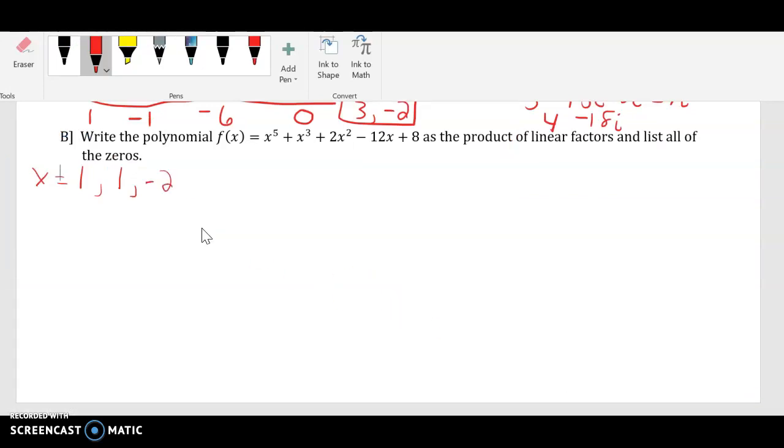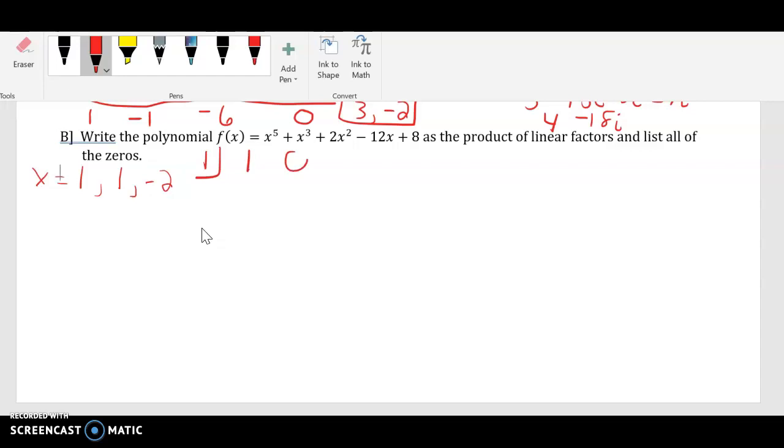So these could be additional 1s, but I'm going to have to verify that. I can't just say it's 1, 1, 1, 1, and -2. I got to go through and verify these. So it doesn't matter which one you put in the box first. Let's put in 1 in the box. And then we're going to do 1.